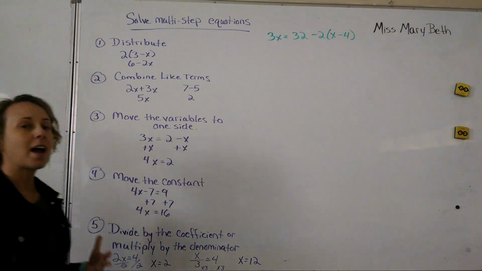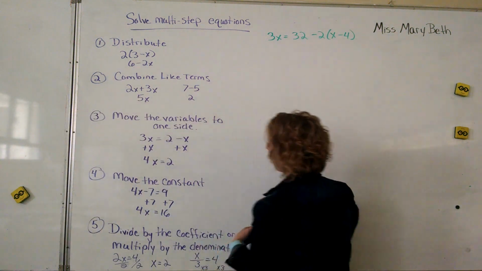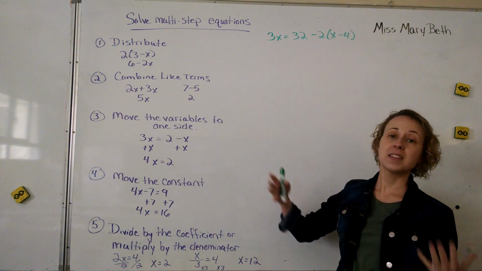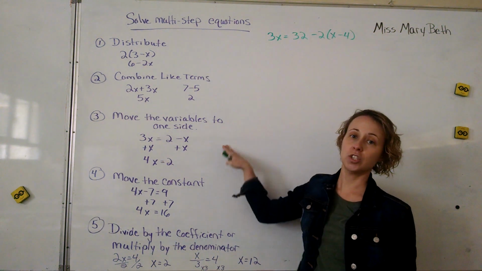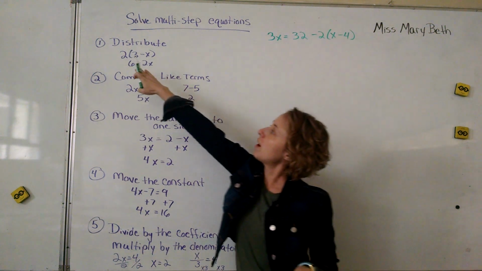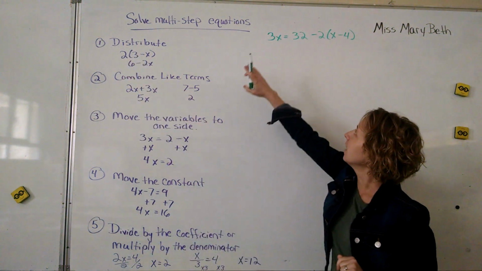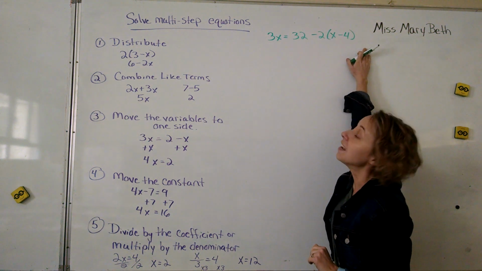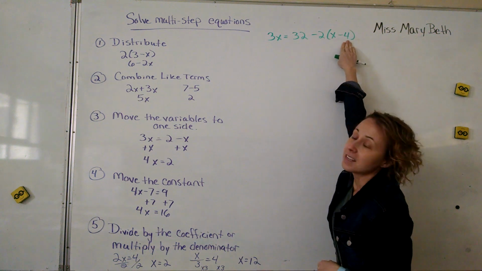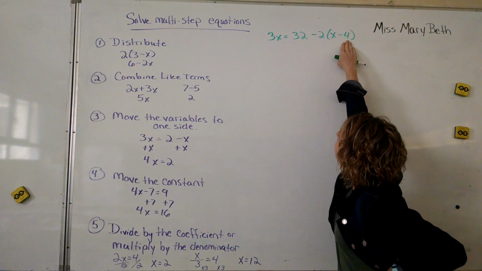Okay, let's try those steps together in a sample problem. We may not have each step in our sample problem, but these are the things we want to look for to do in this order. So thing 1, distribute. Do I have a number times a quantity? Yes, right here. I have negative 2 times x minus 4.